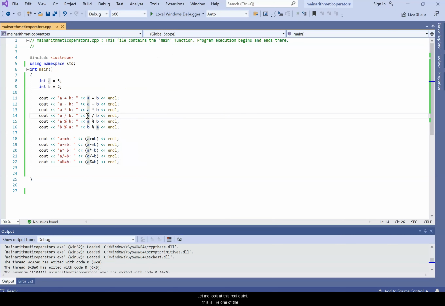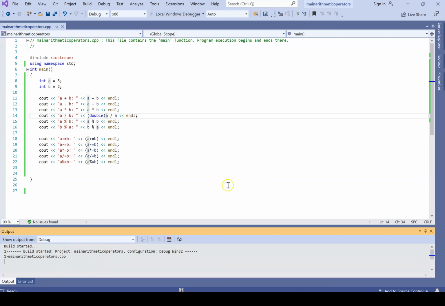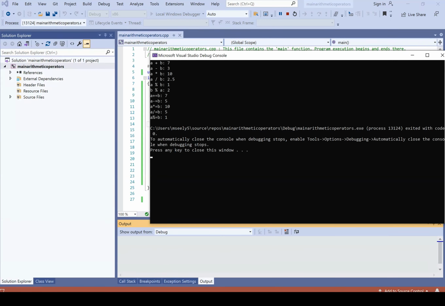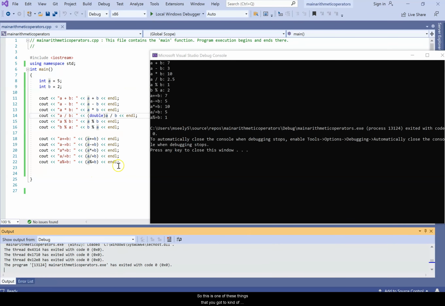So let me look at this real quick. This is one of the intricacies of programming, one of these things that you've got to kind of memorize. If you're dividing integers, they're going to return an integer for you, because integers don't hold decimal points.